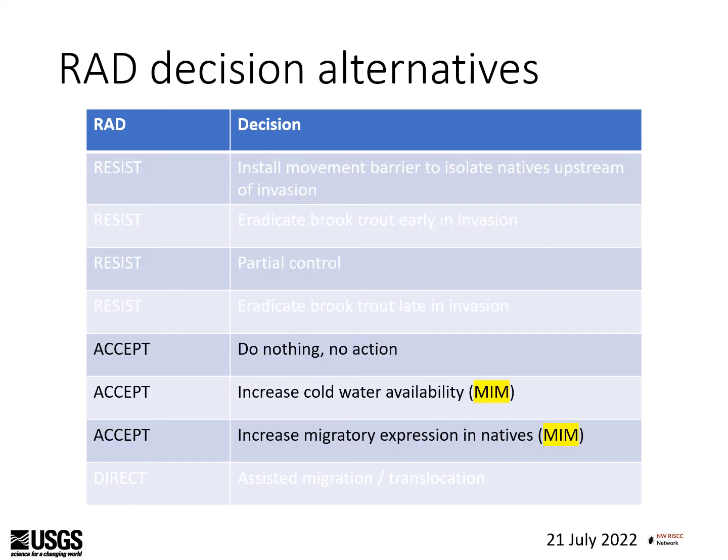like I mentioned before. We identified 3 accept decision alternatives. The first one is to do nothing, not take action, and let that trajectory do its thing.